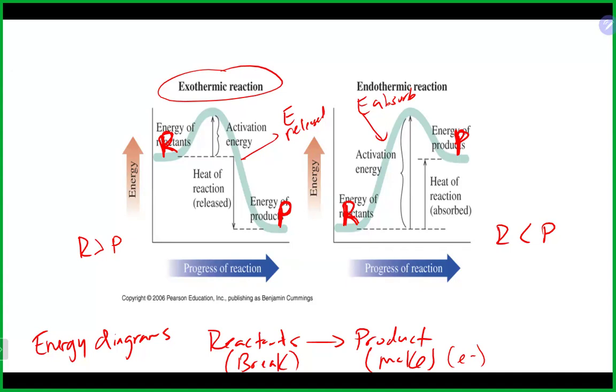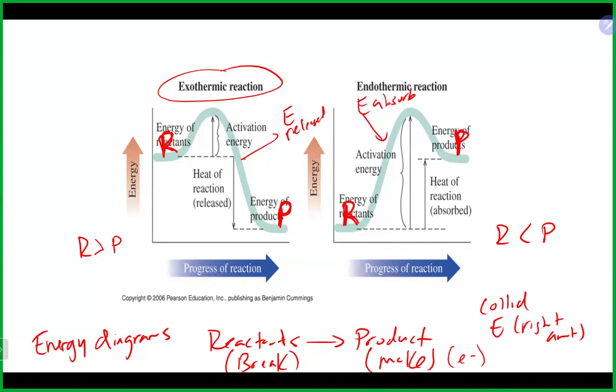And in addition to colliding, they also need the right amount of energy, which is the minimum amount of energy required for a reaction to take place. And that means that if either one of those things does not happen, they don't hit each other in the right spot, or they don't hit each other with the right amount of energy, you actually will not get any products formed in that case.